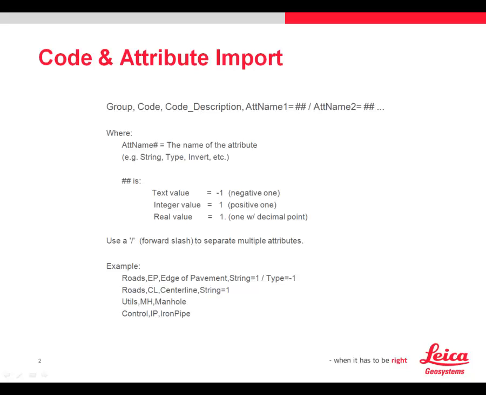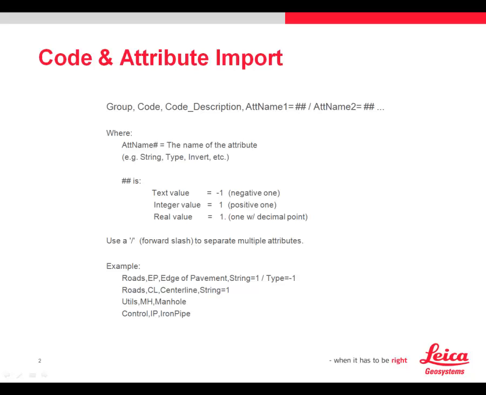If there are multiple attributes, we separate them with a slash, then attribute name, equal sign, and indication of the attribute type. The attribute name could be string or type or invert, just depending on the type of code and what kind of attributes would be associated with that code. The double pound signs indicate the value type for the attribute.